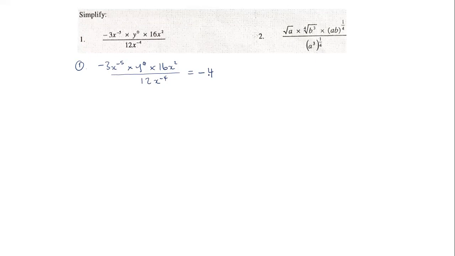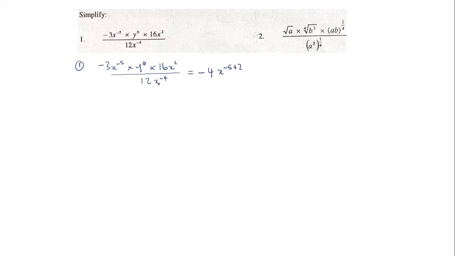Now let's deal with the variable bases. We're going to start with x, applying the laws of exponents and collecting the exponents. At the top, we are multiplying x to the power of negative 5 and x to the power of 2. Because we are multiplying the same base, we add their exponents. The first exponent is negative 5, and the second exponent we are adding is positive 2. Do we have any other base of x? Yes, we have another one at the bottom.